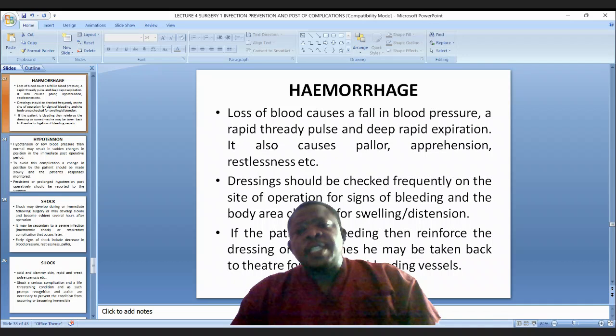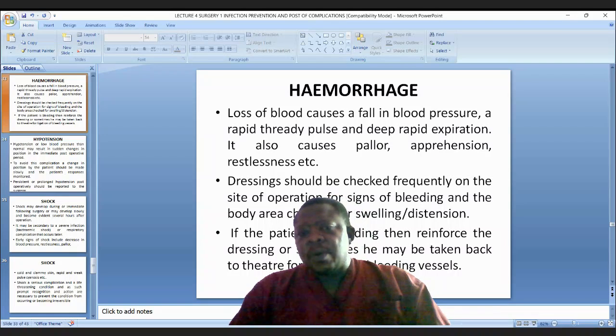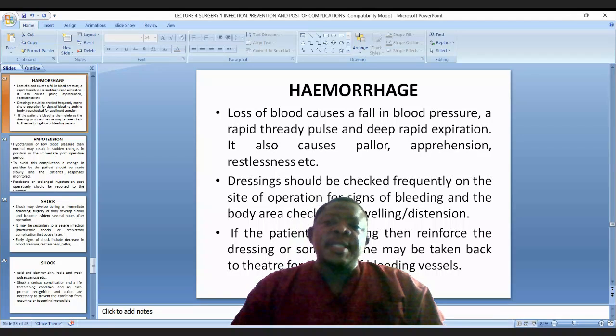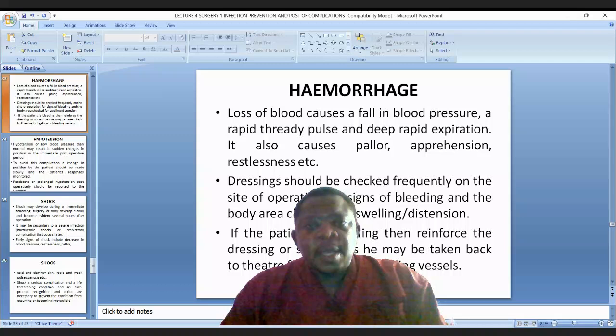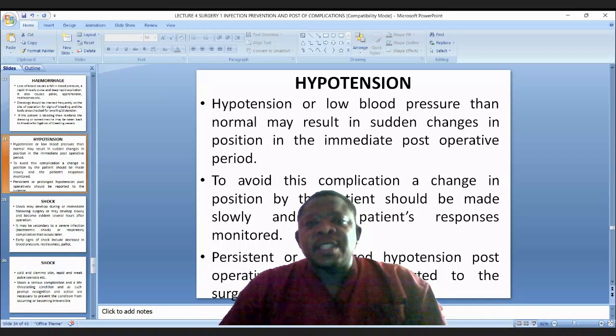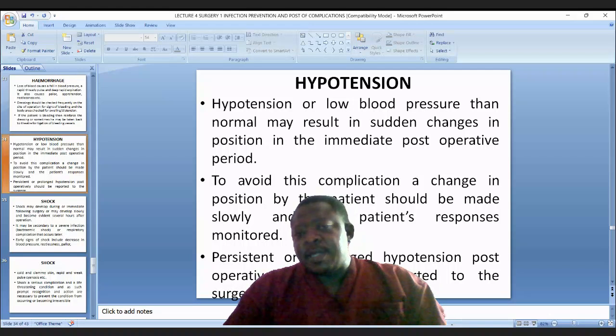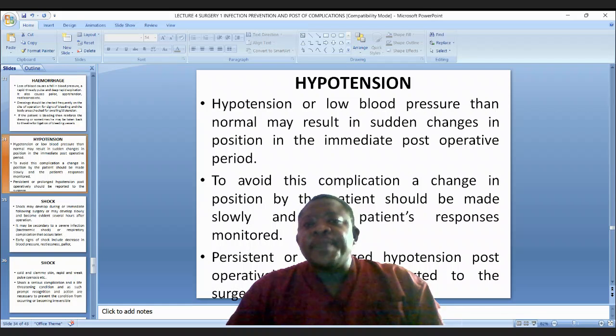So with that said, we can look at the other major complication that we see postoperatively, which is shock. Shock may develop during or immediately following surgery, or may develop slowly and become evident several hours after operation. It may be secondary to severe infection, that is, the patient is having septic shock, or to respiratory complications. Early signs of shock include decrease in blood pressure, restlessness, pallor, cold and clammy skin, rapid and weak pulse, and also cyanosis. Shock is a serious, life-threatening complication, and as such, prompt recognition and action are necessary to prevent the condition from occurring or becoming irreversible.